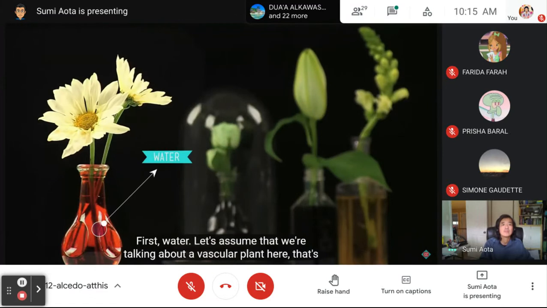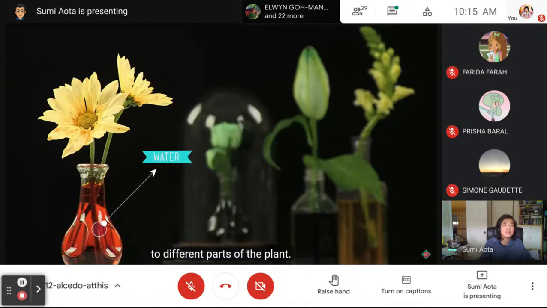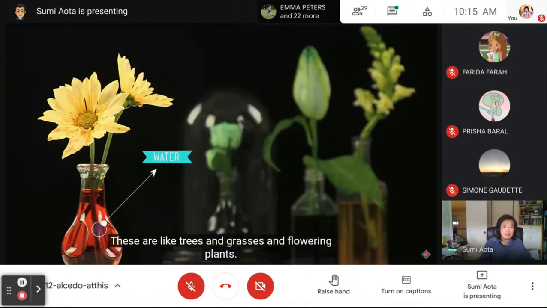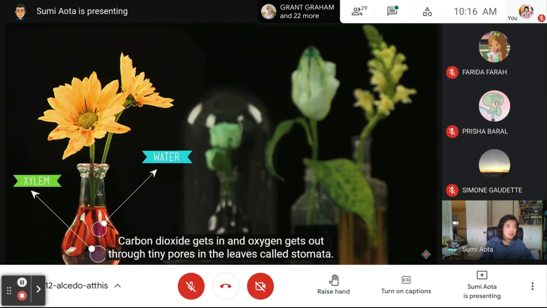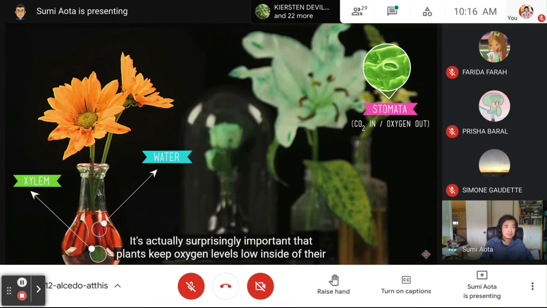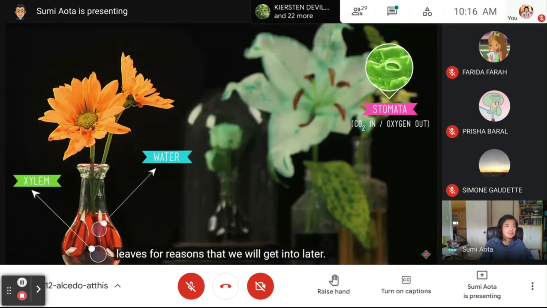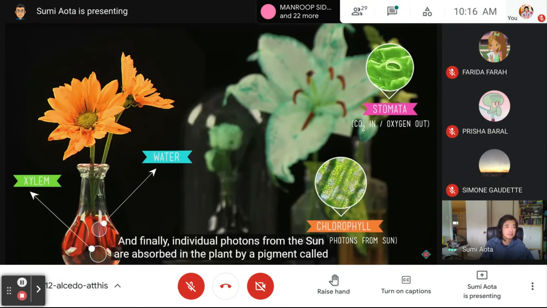First, water. Let's assume that we're talking about a vascular plant here. That's the kind of plant that has pipe-like tissues that conduct water, minerals, and other materials to different parts of the plant. These are like trees and grasses and flowering plants. In this case, the roots of the plants absorb the water and bring it to the leaves through tissues called xylem. Carbon dioxide gets in and oxygen gets out through tiny pores in the leaves called stomata. It's actually surprisingly important that plants keep oxygen levels low inside of their leaves for reasons that we will get into later. And finally, individual photons from the sun are absorbed in the plant by a pigment called chlorophyll.